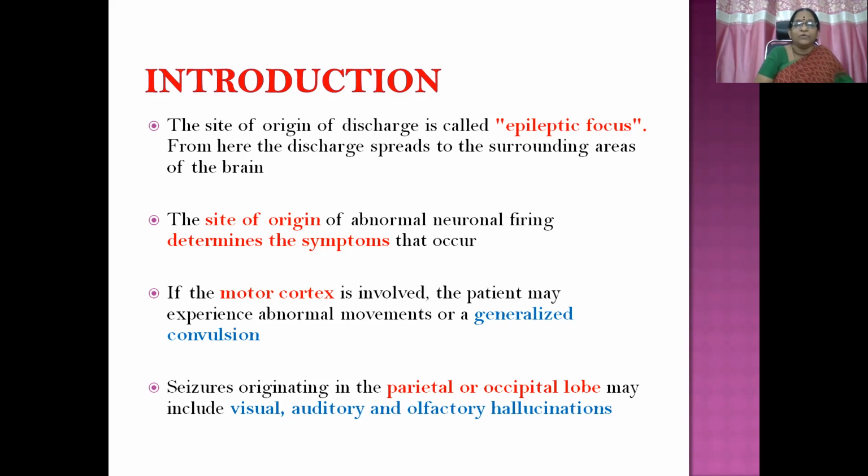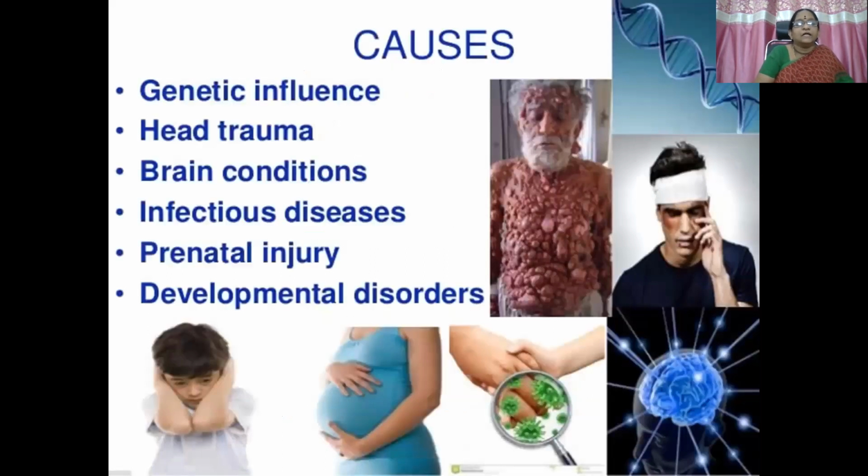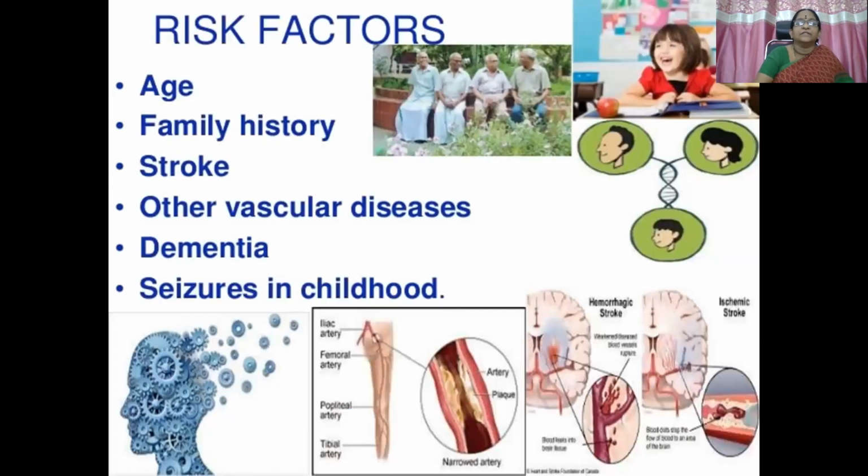For example, if the motor cortex is involved, then you can see generalized convulsions. And if there is a focus within the parietal or occipital lobe, you can see visual, auditory, and olfactory hallucinations. The causes of epilepsy could be genetic influence, head trauma, brain conditions like any infection, infectious diseases, prenatal injury, and even developmental disorders.